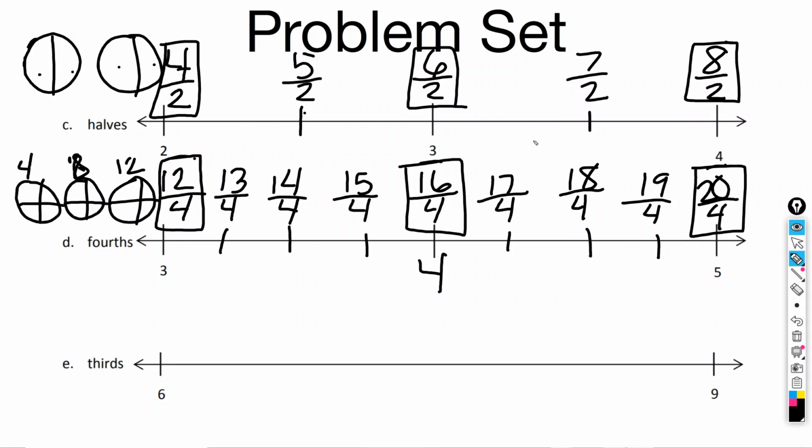Okay, if you want to use division to check your work, you can. 12 divided by 4 equals 3. 16 divided by 4 equals 4. 20 divided by 4 equals 5.